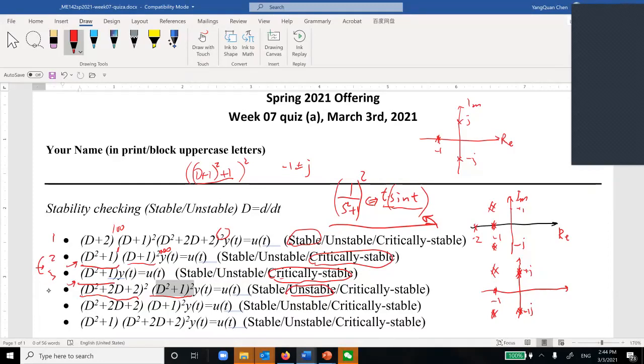So let's check number 5. Let's draw here. Number 5 gives me -1, with multiplicity 2. Multiplicity 2 doesn't matter, this is stable. How about the other one? The other one is -1, and you have multiplicity here. So this case is a stable case. So I want to ask, is this a stable case?